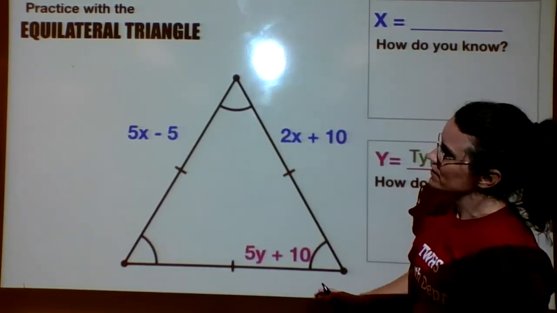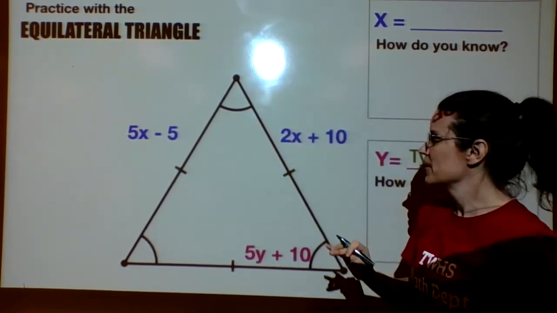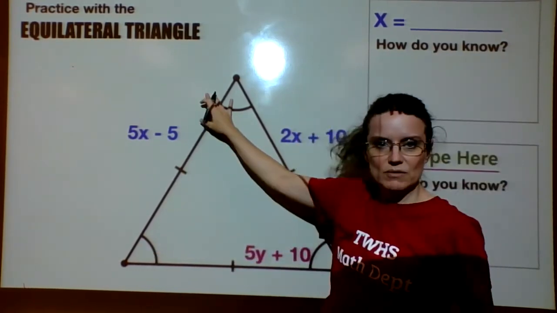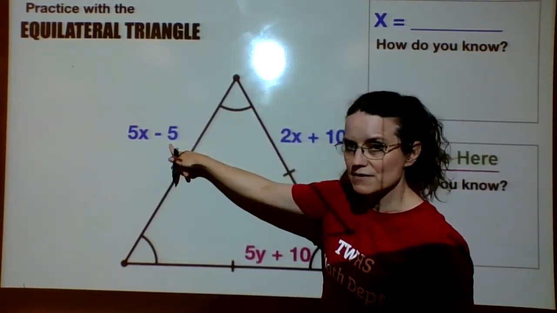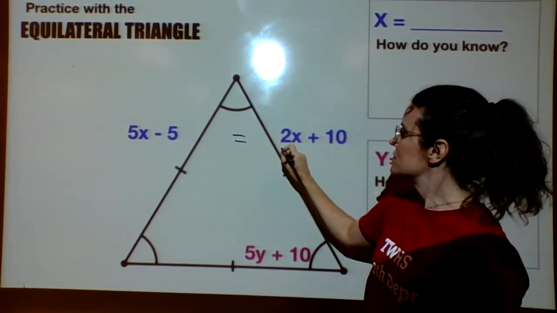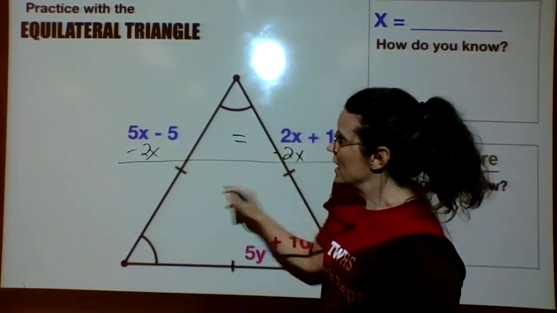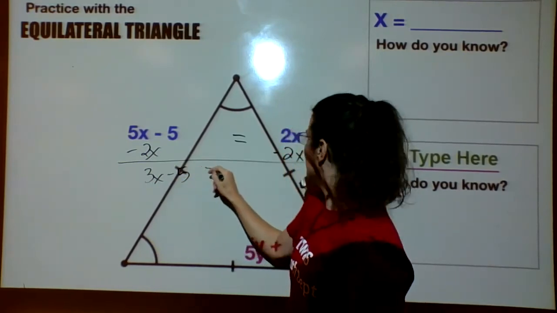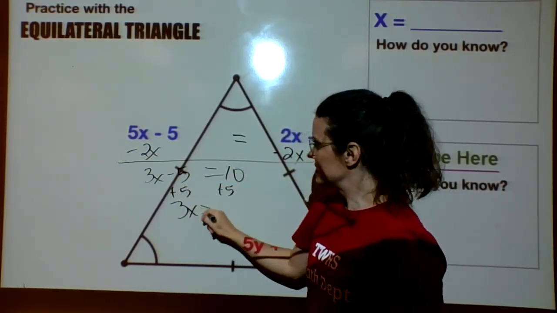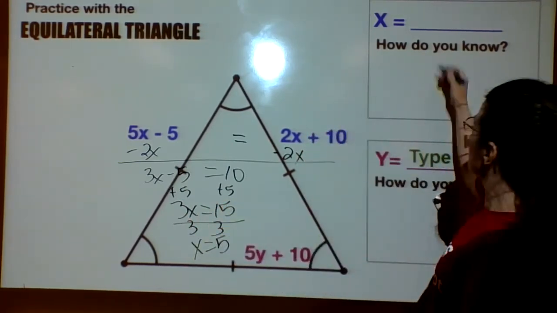One more example here. Now I've got an equilateral triangle with even more letters, just to make life fun. So you remind yourself, since it's equilateral, I know all my sides are going to be congruent. So the 5x minus 5 side had better be the same size as 2x plus 10. So I'm going to algebra away. I'm going to combine my terms. And I'm going to get 3x minus 5 equals 10. I add in my 5, and 3x equals 15. Divide it off, and x comes out to be 5.